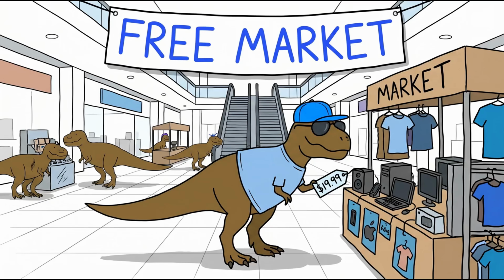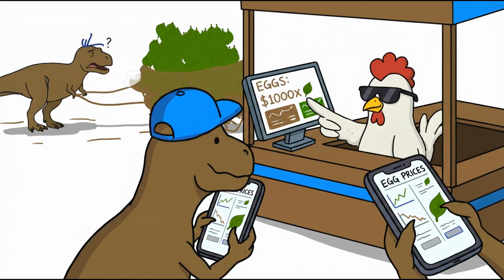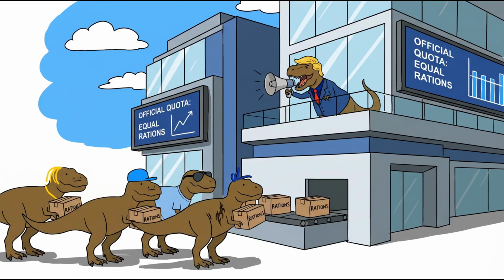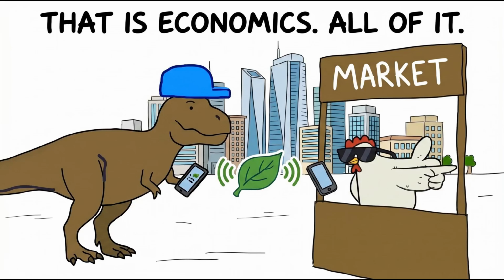Economic systems. Every dinosaur town has to answer 3 questions. What do we make? How do we make it? Who gets it? Different towns answer differently. In a free market town, dinos decide everything. Chicken sets egg prices. Dino decides whether to buy. Government stays out. Great for innovation and choice. Not so great if chicken becomes the only egg seller and charges whatever she wants. That is called a monopoly.